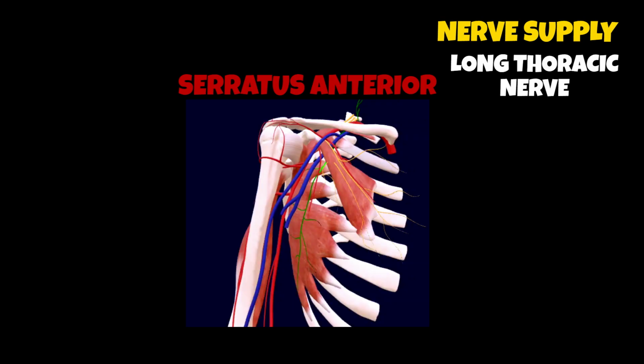Clinical significance is that damage to this nerve, commonly from trauma or surgery, results in the scapula protruding backward when the patient pushes against a wall, which is winging of the scapula.